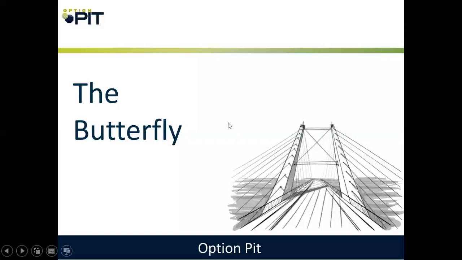Hello there, I'm Mark Sebastian, the founder of OptionPit.com, and this is Trading Butterflies Right Now, How I'm Trading Them.